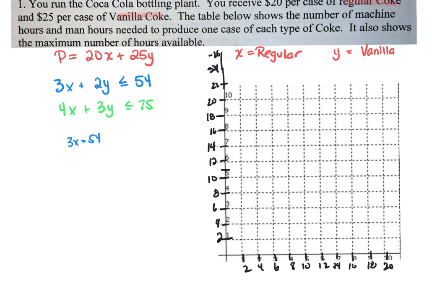18. So my x-intercept is 18. Y-intercept, we just make x 0. So we have 2y equals 54. So my y-intercept is 27. So that guy's up here. This one is down here.